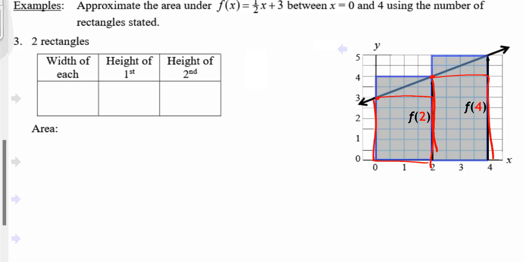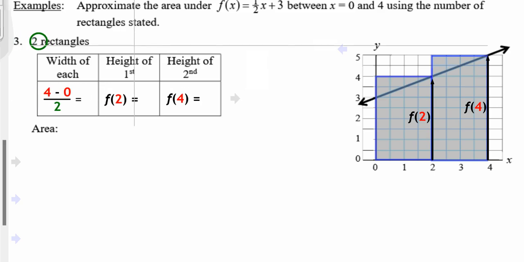Either way, we're going to end up at the same point, so it kind of doesn't matter which end I'm picking. I've decided that for us, we'll just get in the habit of choosing the right end of the rectangle to hit the function.